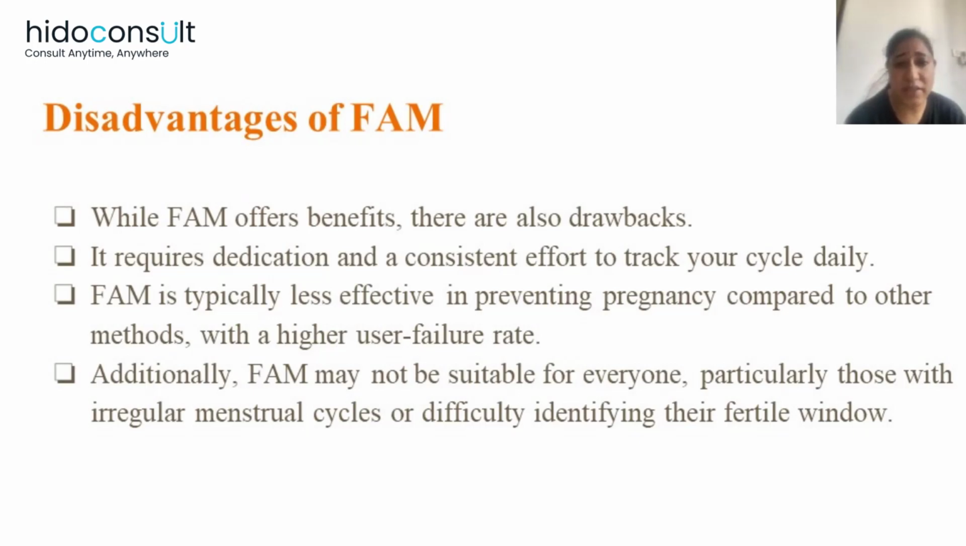Now, what are the disadvantages of FAM? It offers various benefits, but it also has disadvantages: it requires dedication and consistent effort to track your cycle. FAM is typically less effective in preventing pregnancy compared to other methods, with a high user failure rate. Additionally, FAM may not be suitable for everyone, particularly those who have irregular period cycles or difficulty in identifying their fertile window.